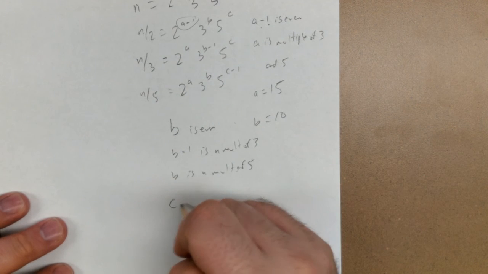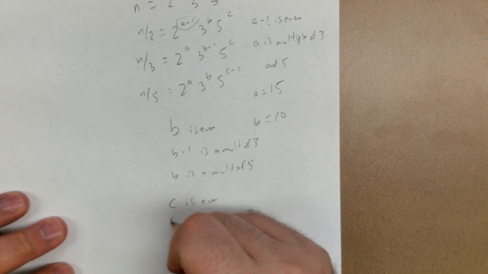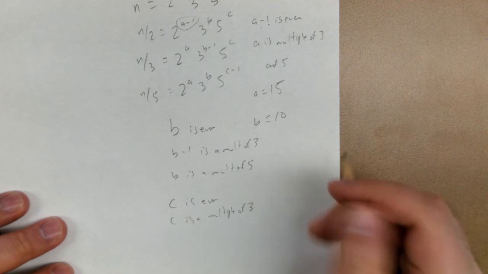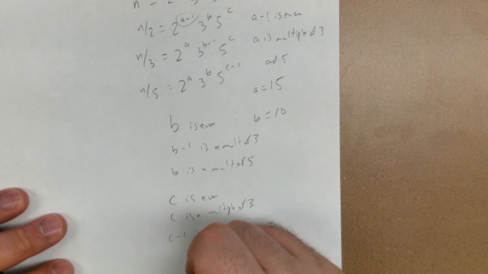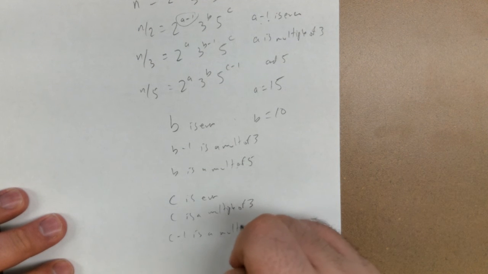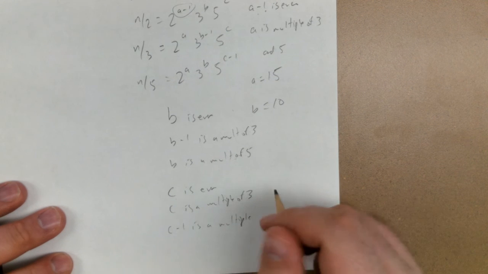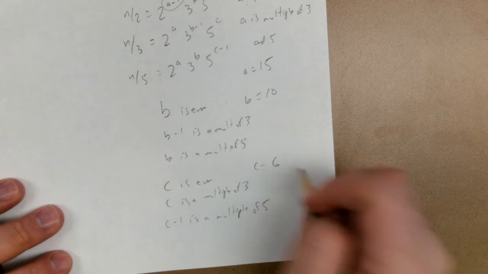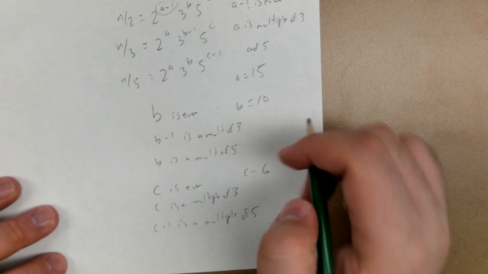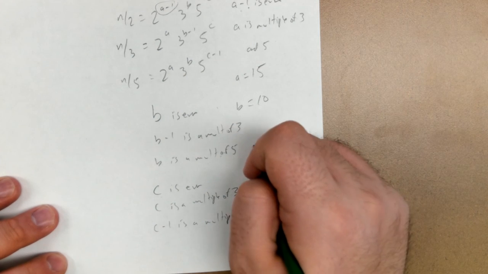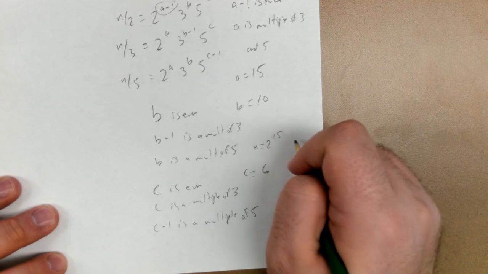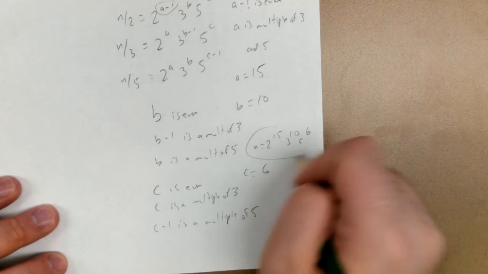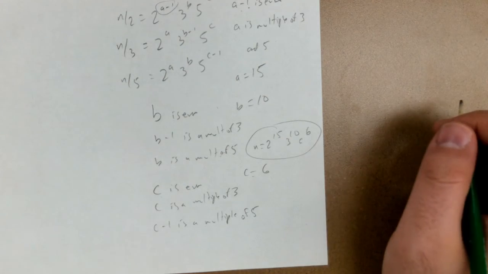Okay, so then C is even, and C is a multiple of 3, so I get a perfect cube. C minus 1 is a multiple of 5. And I think 2 times 3 gives you 6. C minus 1 is 5, which is a multiple of 5, so C should be 6. So your final crazy answer, remember these are just the exponents, so n should be 2 to the 15th, 3 to the 10th, 5 to the 6th. That's a gigantic number, but that is the smallest number that does those things.